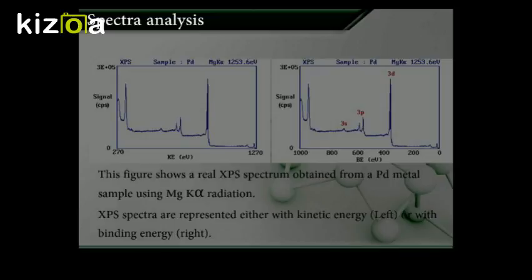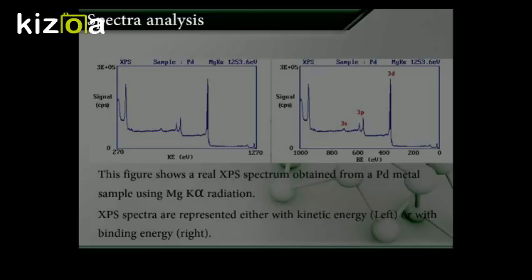This allows elements on the surface to be identified based on the unique binding energy each element has. The peak areas on these spectra can also be used to obtain the concentration of the elements on the surface as well. The area under a peak in the spectrum is a measure of the relative amount of the element represented by that peak. So let's get into some more detailed observation.